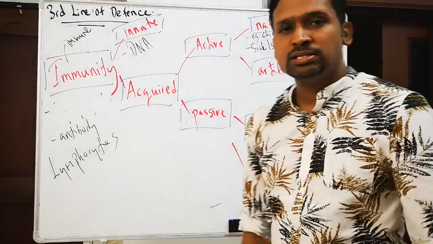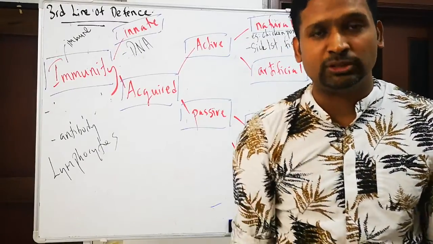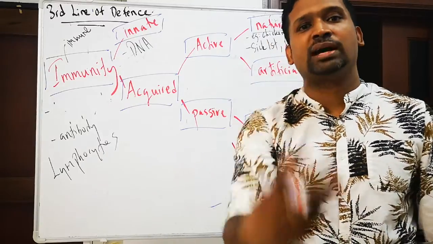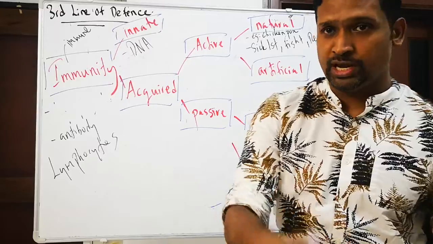Natural active immunity means you get the pathogen, you get sick first, you're exposed to the pathogen, then you fight it, then you overcome it. That is natural active immunity. Okay? Can you guys understand?